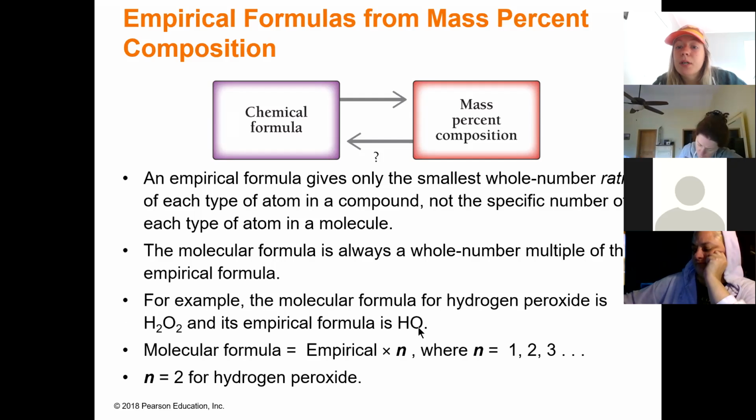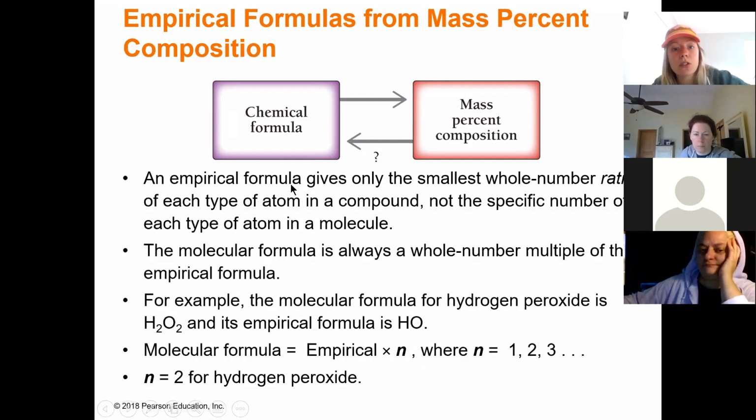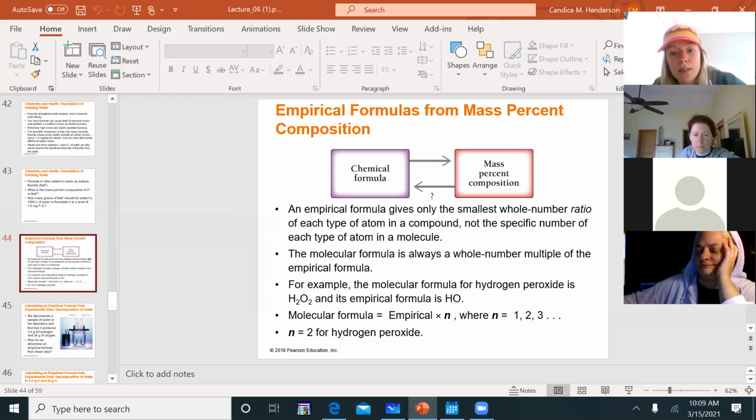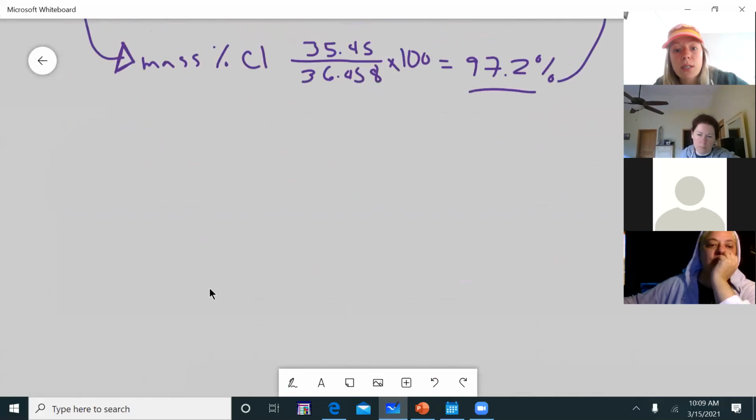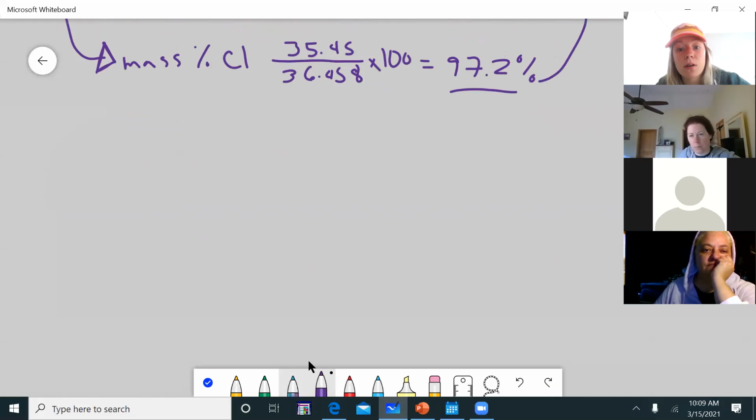How we relate the empirical formula to the molecular formula is this value known as N. And N is just a number that we use to multiply. So the N value for hydrogen peroxide is 2. The empirical formula is HO, the molecular formula is H2O2. How do I get from this to this? I have to multiply it by 2. That's it. So I want you to tell me what the N value is for this. I'm just going to give you the molecular formula. I'm not going to give you the empirical formula.